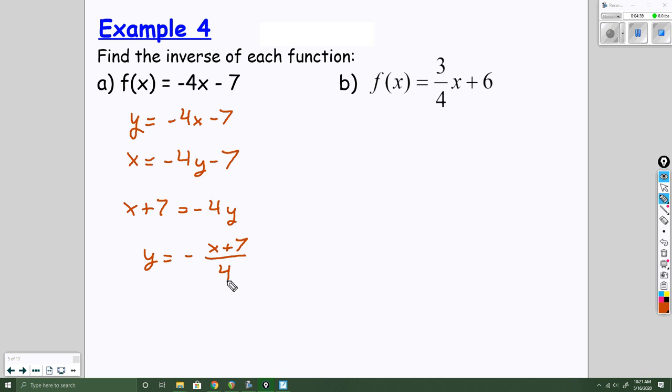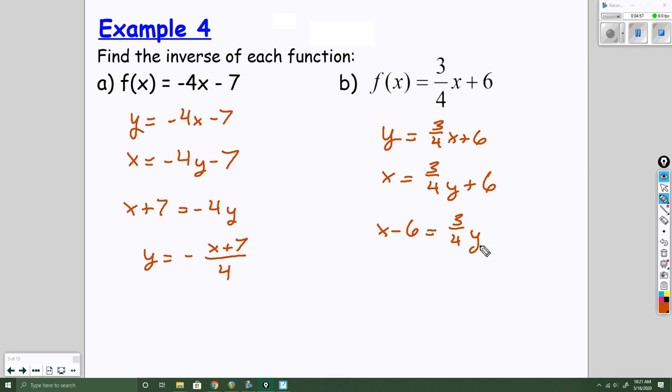All right, last one. So y equals 3/4 x plus 6. Switch the inputs and outputs. And now solve for y. So subtract 6. So we have x minus 6 equals 3/4 y. And then we want to get rid of that 3/4. Remember, in order to do that, we don't want to divide by a fraction. So what we're going to do is multiply by the reciprocal. So we have 4/3 times the quantity x minus 6. Awesome sauce. All right, so that's pretty simple and easy, how to find the inverse of a function.